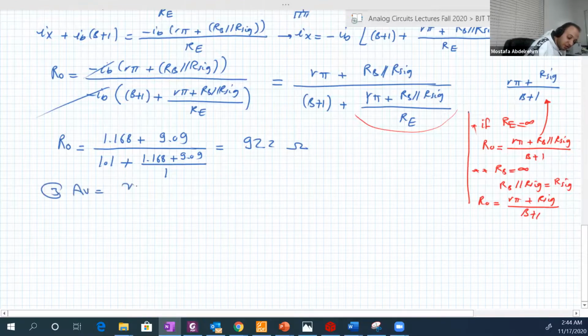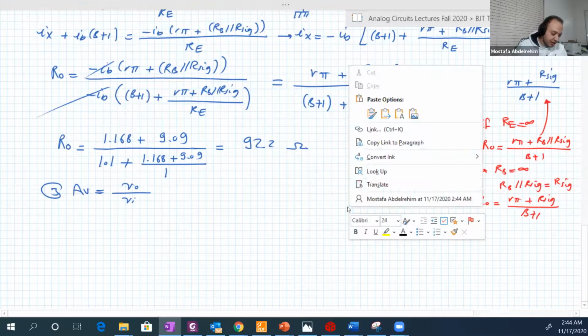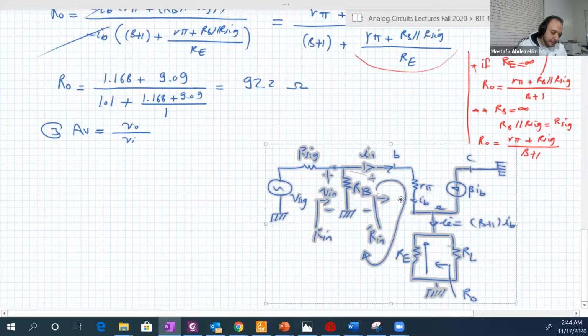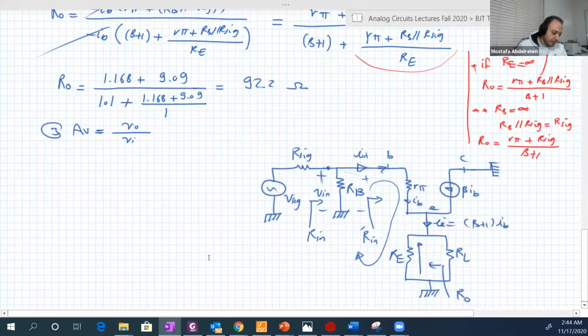Okay. Finally, AV, number 3. AV is equal to VO over V input. We need again the circuit, so let's paste it again here. So the input is the voltage from that point to the ground. And VO is the voltage across RL or RE.